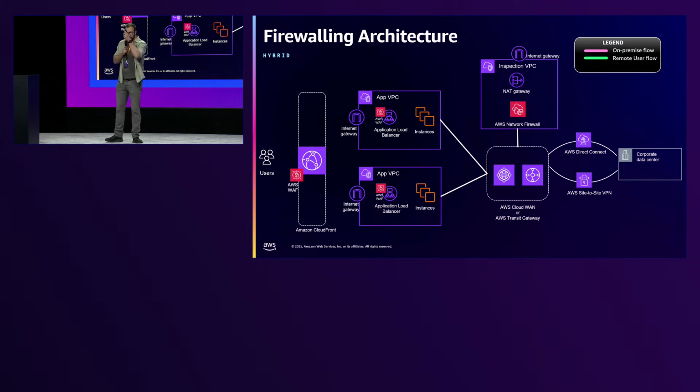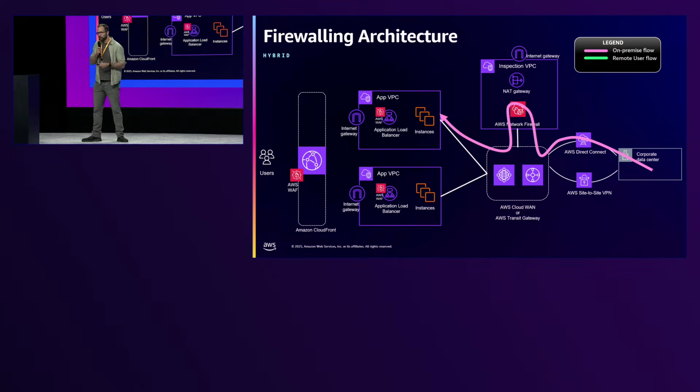Now for completeness, there are also use cases for connecting back to on-premises. Maybe you have a corporate data center, you might have a Direct Connect, which is pretty much fiber to our backbone, or use an IPsec VPN. And that traffic can also hit the transit gateway or Cloud WAN, and you can push it up to inspection. So this use case is pretty much the same as the east-west use case. The Direct Connect or VPN is just another attachment on the transit gateway or Cloud WAN.